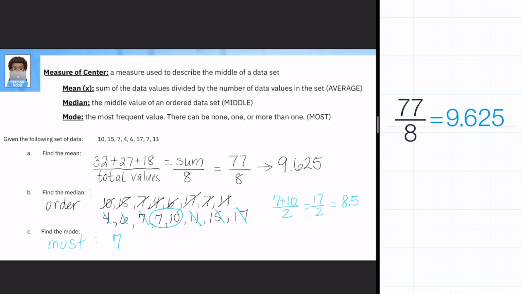And just be aware that sometimes there's not a mode. You might have 2 modes. So my 7 repeated twice, so that's my mode. All right, so hit pause and jot this down into your notes.